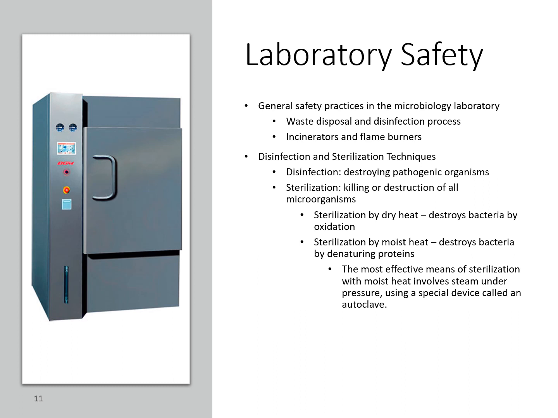With sterilization, there are a couple of techniques that can be done. It can be done with the use of dry heat, which destroys the bacteria through oxidation, or sterilization by moist heat. This destroys the bacteria by denaturing the proteins within that particular organism. This is the most effective means of sterilization with moist heat, and it involves the use of steam under pressure. With this, a special device is used called an autoclave.